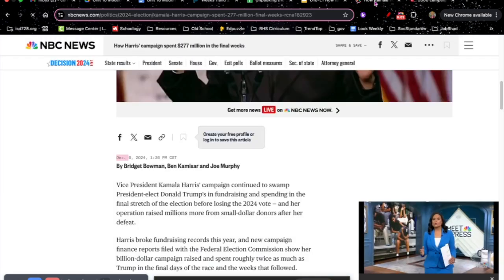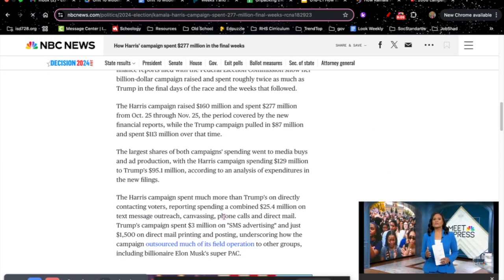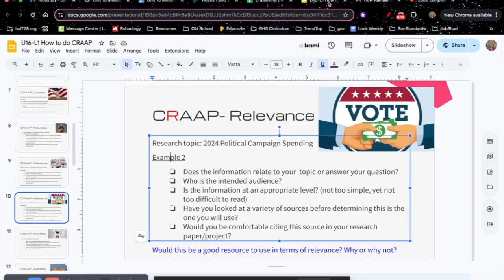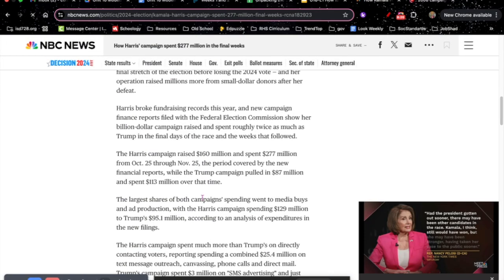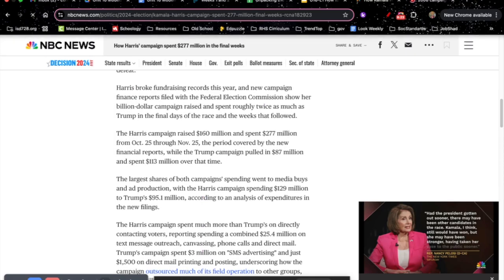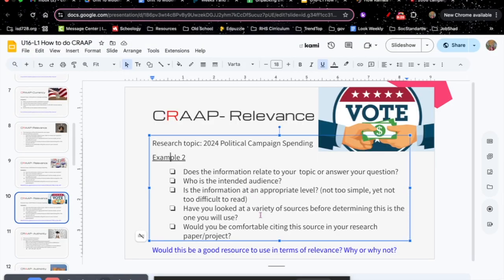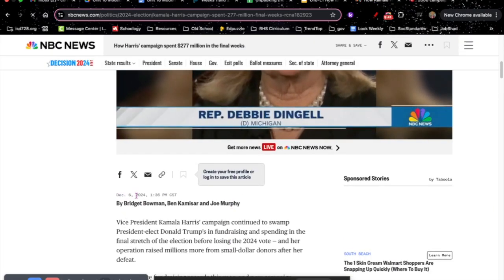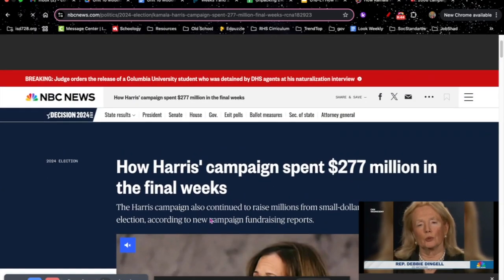Who is the intended audience? So reading through this, it's pretty much the American people, anyone who may be interested in the money side of what goes into a presidential campaign. Is the information at an appropriate level? So as I'm reading through this, yeah, I can read it just fine. It's not too difficult. Have you looked at a variety of sources before determining this is the one you'll use? Again, for the sake of the time of the video, let's just pretend I have. And would you be comfortable citing the source in your research paper or project? I say I would, because it's about the 2024 campaign, and that's literally what the article is about.